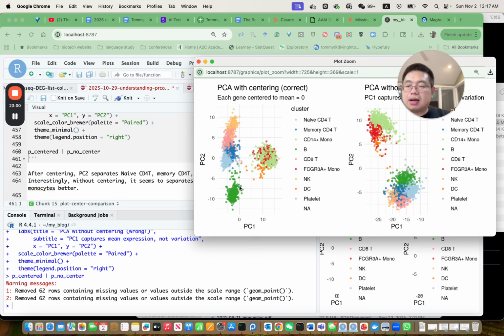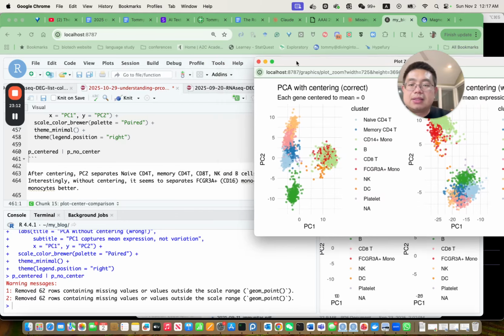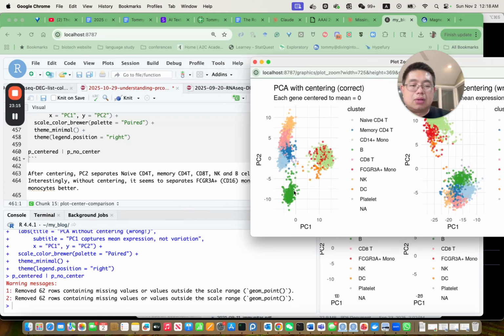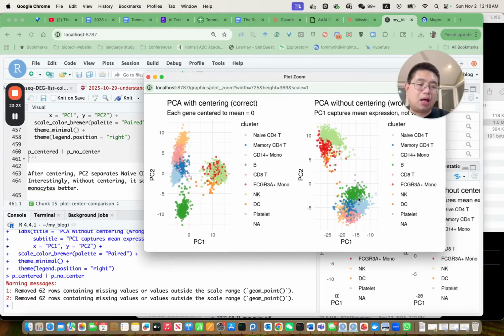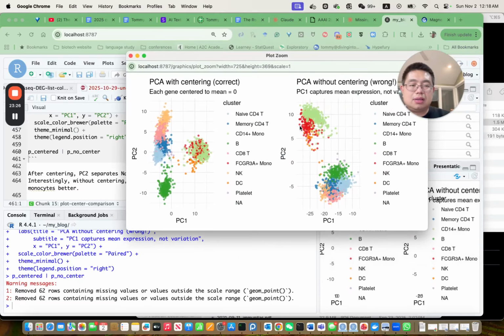After centering, PC2 now separates naive CD4 T cells, memory CD4 T cells, NK cells, CD8 cells, and also the B cells, much better than without centering here. Here it is like a blob. But interestingly, without centering, it seems to better separate the CD16 monocytes, FCGR3A, CD16, and also the CD14 positive monocytes. But as you will see later, if we further scale the data, you can also separate these into CD14 and CD16 positive monocytes.